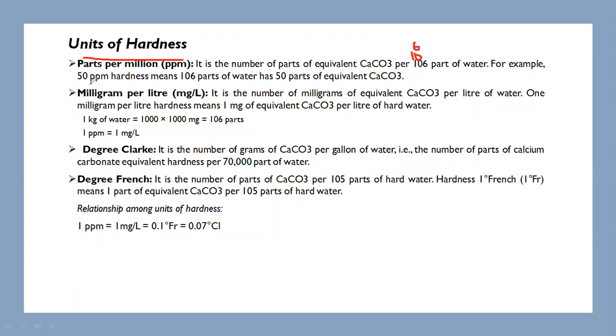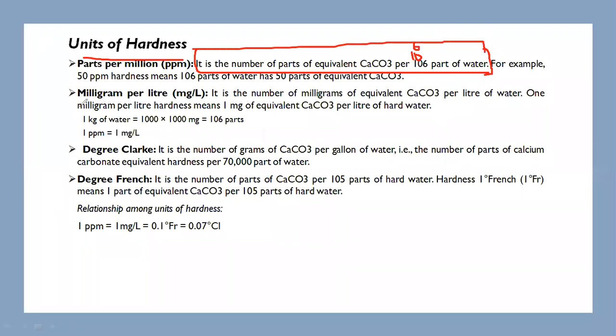For example, 50 ppm hardness means 10 to the power 6 parts of water has 50 parts of equivalent calcium carbonate. So remember in easy terms, it is the number of parts of equivalent calcium carbonate per 10 to the power 6 parts of water. Remember this.